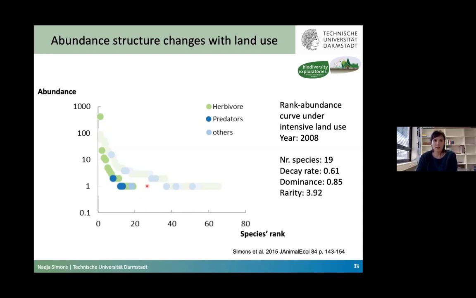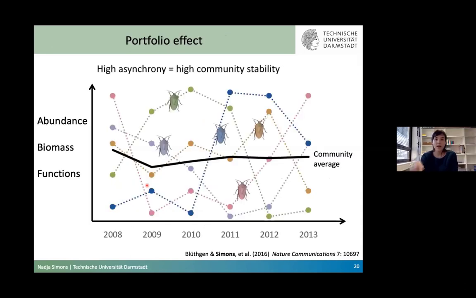Those changes in the abundance structure of the community have strong consequences for the stability of the community and the whole ecosystem. The reason behind this negative effect on stability is that species behave and react differently to fluctuations in an environment. So in a system with more species, the decline in abundance of one species, for example this purple one here, can be compensated by an increase in another species, for example this green species here.